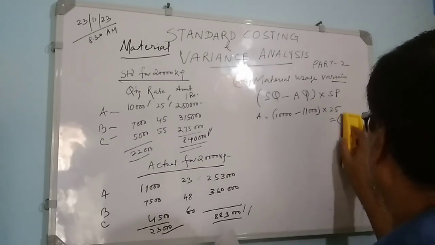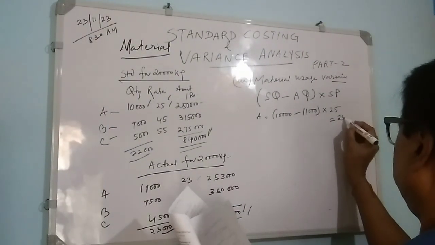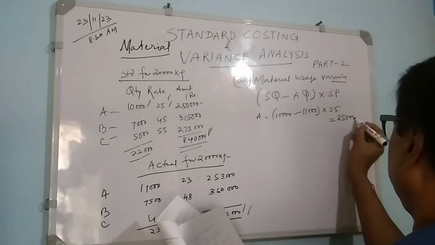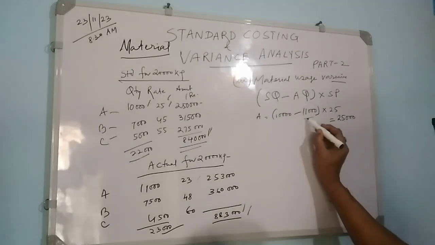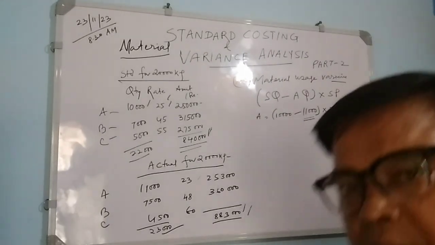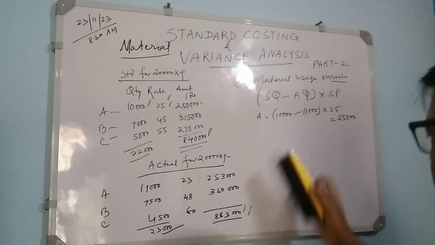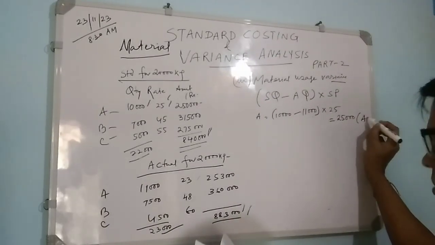25,000. So whether it will be favorable or adverse, you see the actual quantity in comparison to standard quantity. If the actual quantity is more, then for costing purposes this figure will definitely be adverse only.